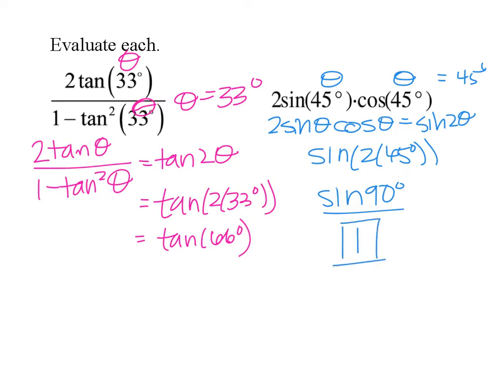In the previous example for tangent, however, tangent of 66 degrees, that's not a nice degree measure. We don't have nice coordinates for that. So we'll just leave that as tangent of 66 degrees. So simplify when you can. If you can't, you don't have to.